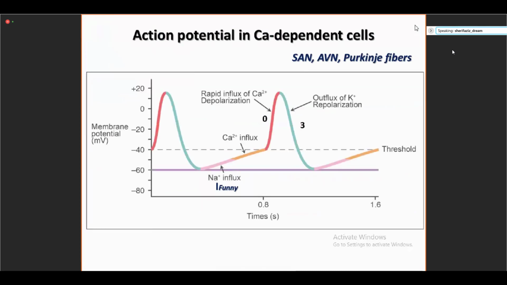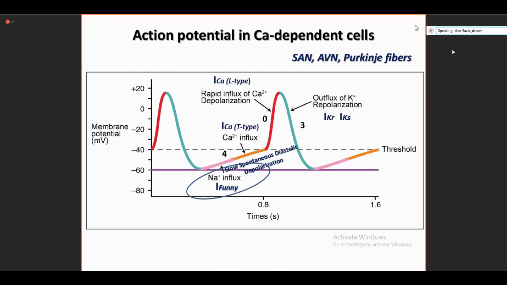So let's move to the next slide. This is a summary of the action potential of the SA node and AV node, which are called the calcium-dependent cells. As we know, the sodium influx in the phase of slow spontaneous depolarization is responsible for the rise of the resting potential until it reaches the threshold. So when I give funny channel blockers, this reduces the slope of this phase, so reducing the heart rate. So let's move to question number 3.